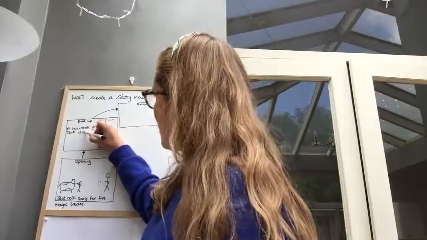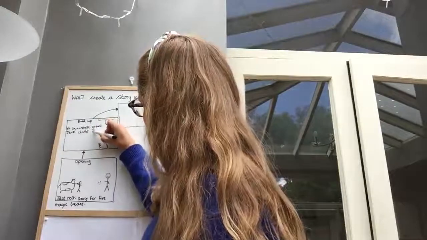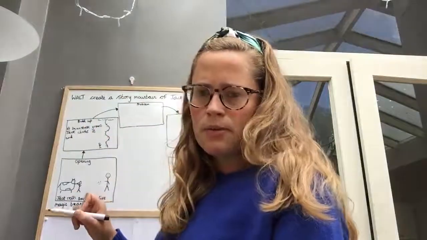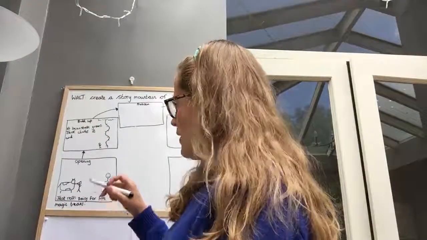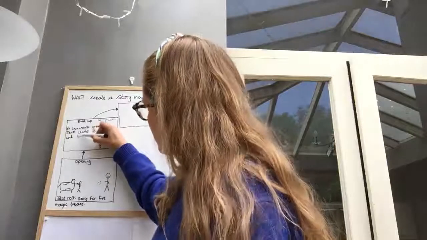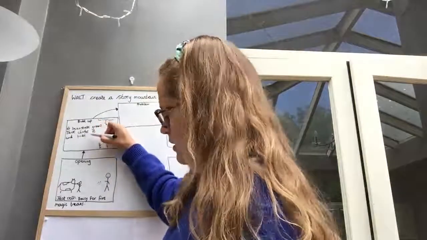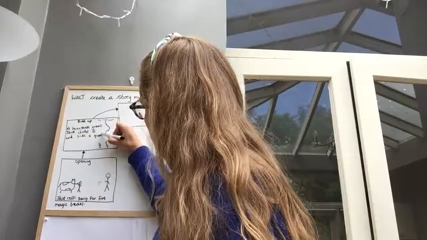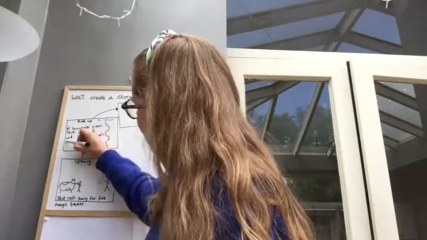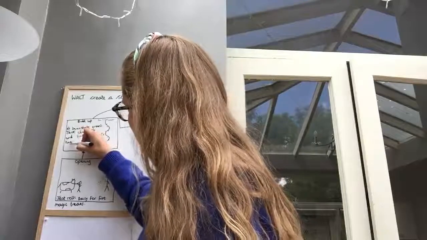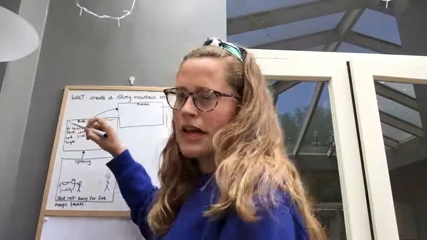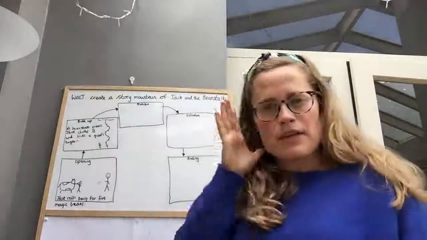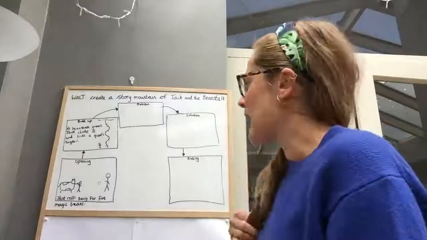Jack, what does he do to the beanstalk? He climbs it. And my joining word, what is that at the top of the beanstalk? He finds a giant's kingdom. Kingdom is another word for a large area of land. You could say he finds the giant's house or something, but this is the giant's kingdom.